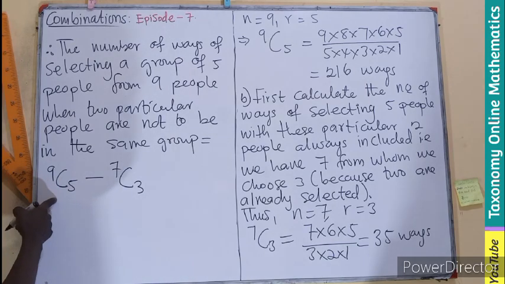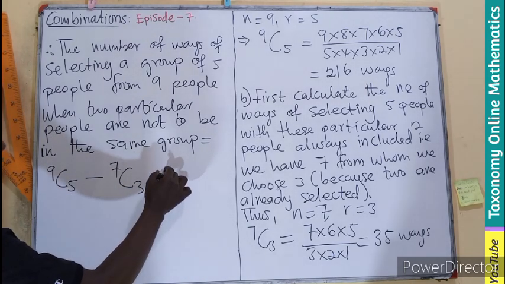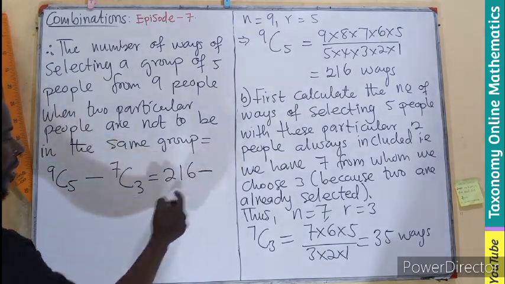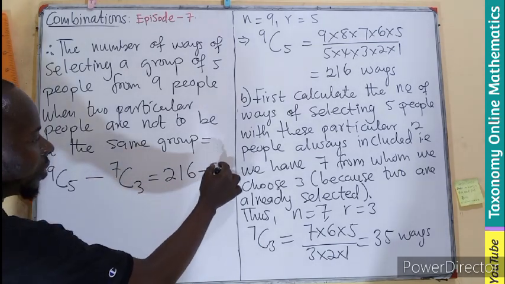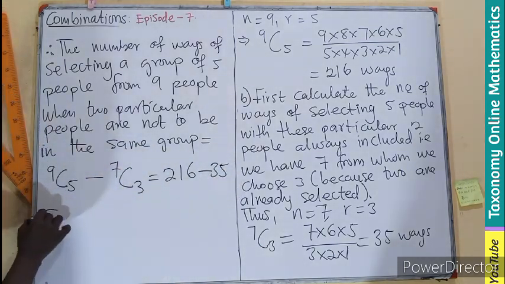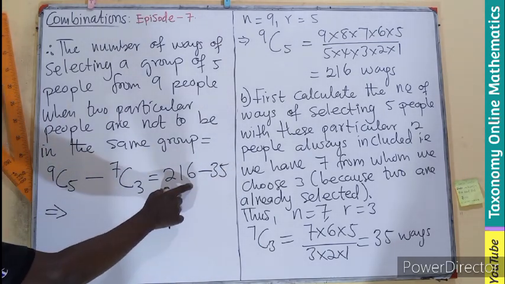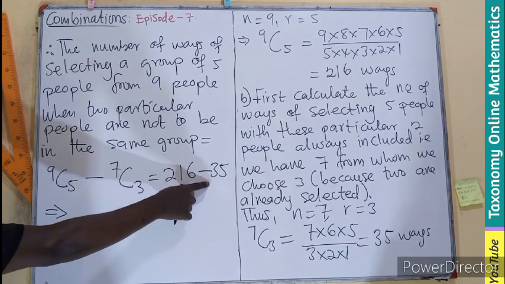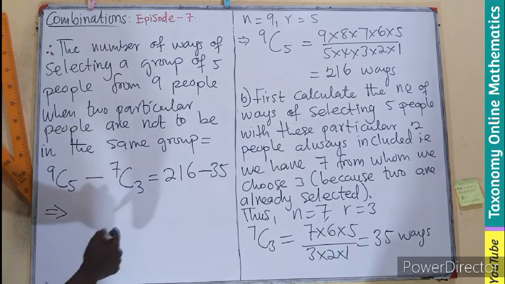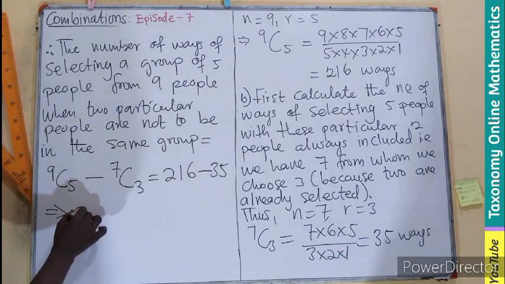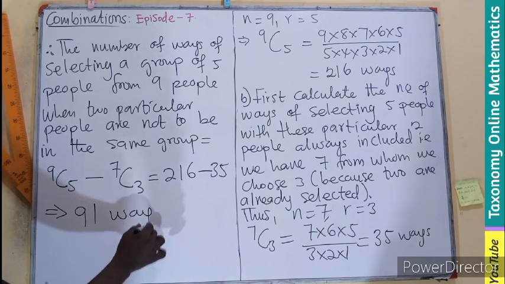In the space of this, we are going to have 216. In the space of this, we have 35. So that will give us 216 minus 35. And this will be giving us 91 ways.